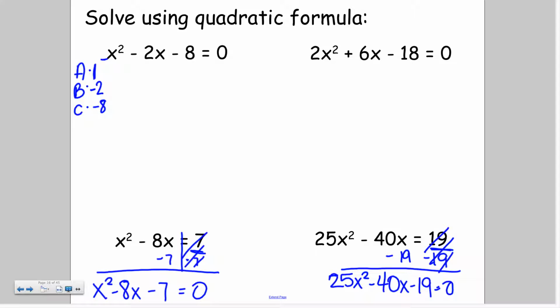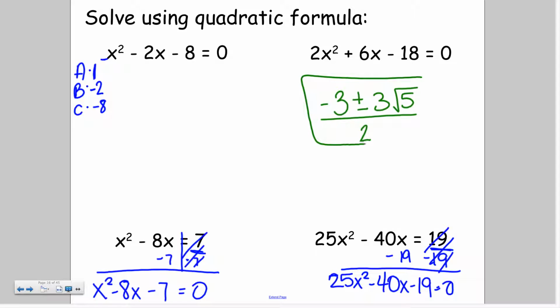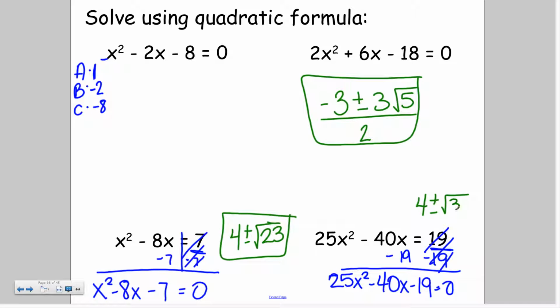So the answer you're going to get for the second one is going to end up being negative 3 plus minus 3 square roots of 5, all over 2. Okay? All right, the answer you're going to get for the third one is going to be 4 plus minus the square root of 23. And the answer you're going to get for the last one is going to be 4 plus minus the square root of 35, divided by 5. And that will be your answers for those.